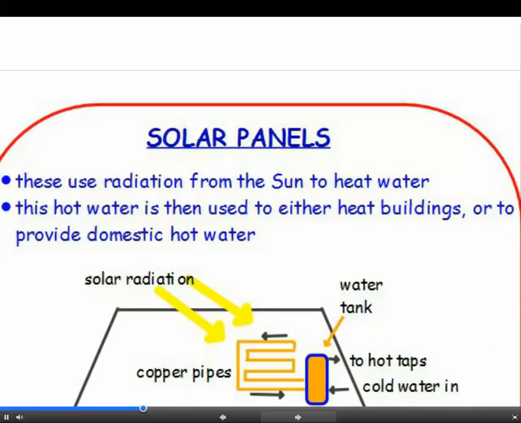Solar panels. Now these use radiation from the sun to heat water, and this hot water is then used either to heat the buildings, so it will flow around your radiators to heat the room, or to provide domestic hot water, so it goes through your pipes and comes out of your hot taps.